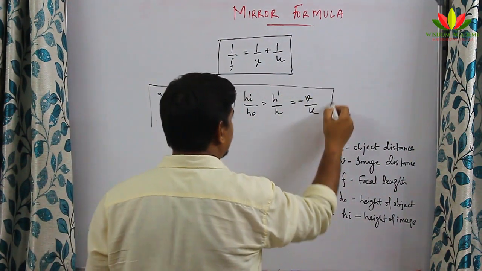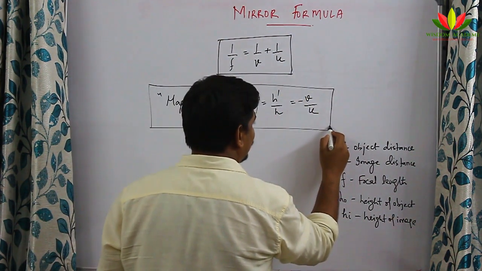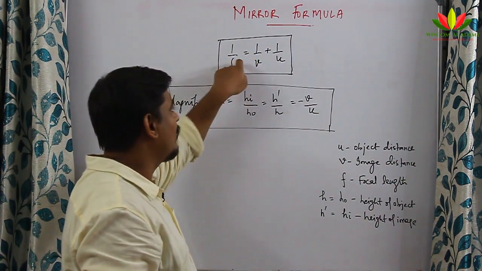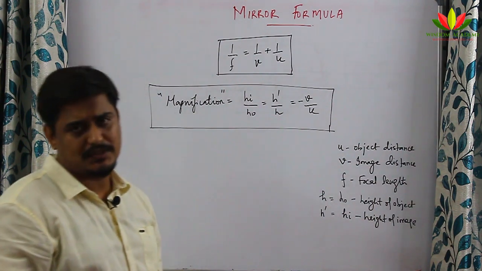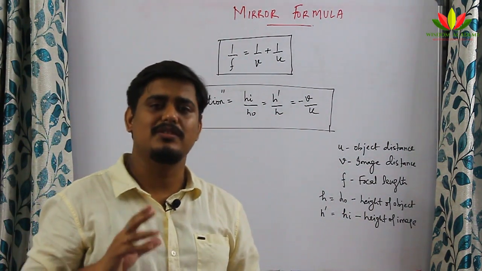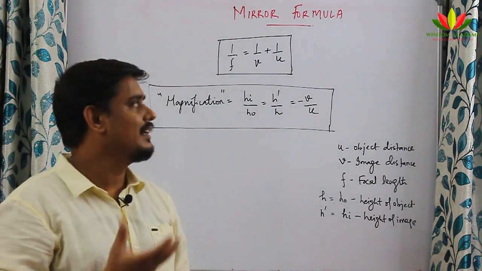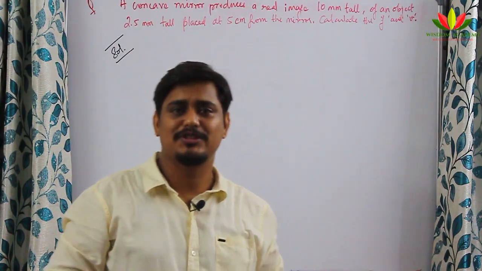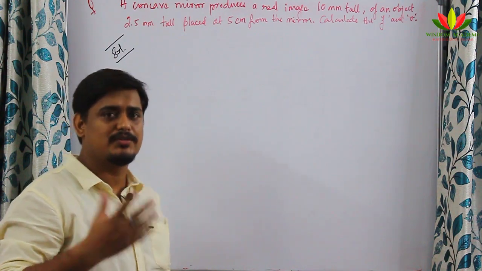So magnification is equal to hi by ho is equal to minus v by u. These two are the formulas which are known as mirror formulas, and they are used in solving the numericals based upon all these concave and convex mirrors. Let us see one question which will help us to understand the mirror formula better.